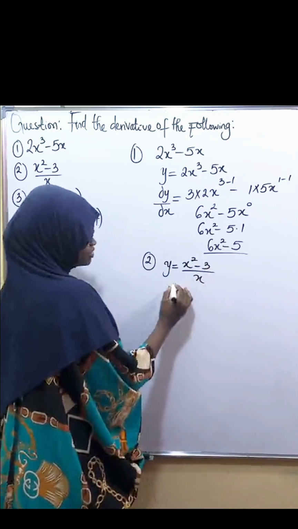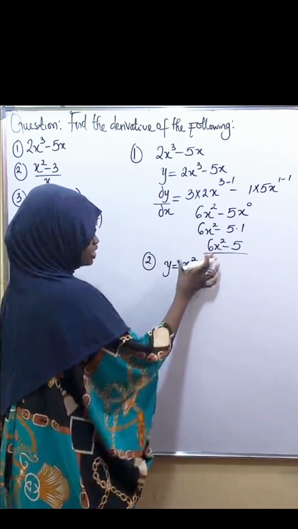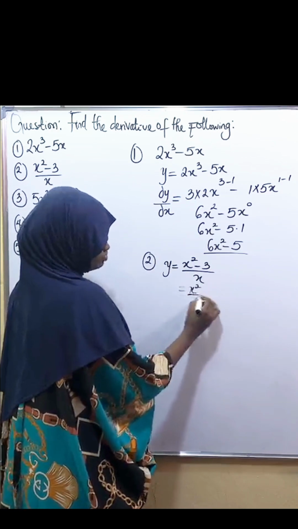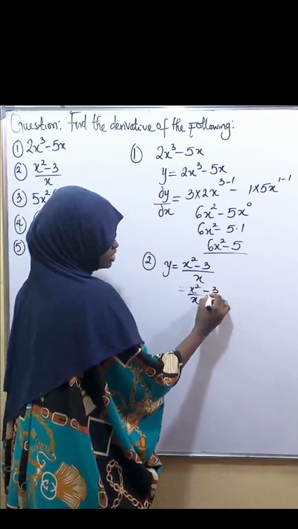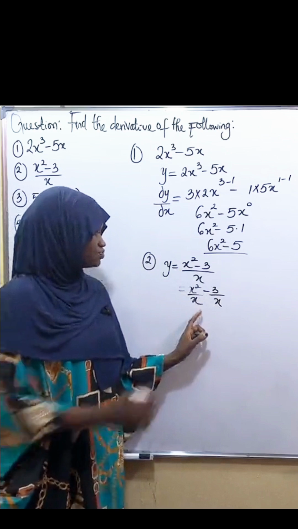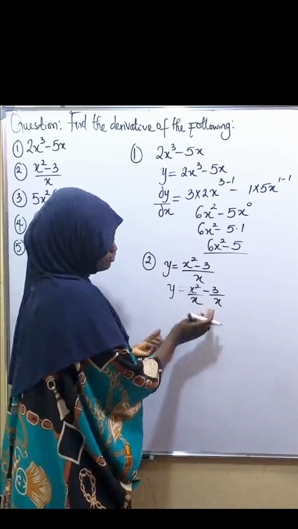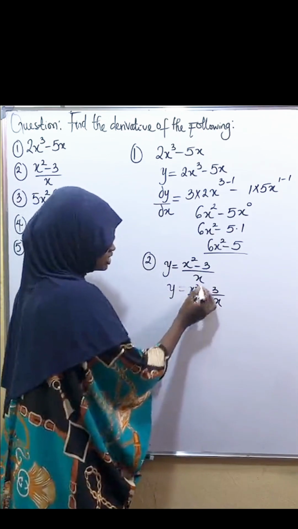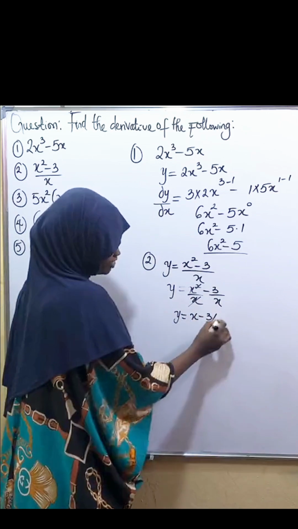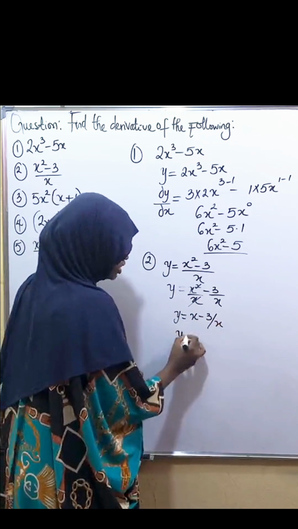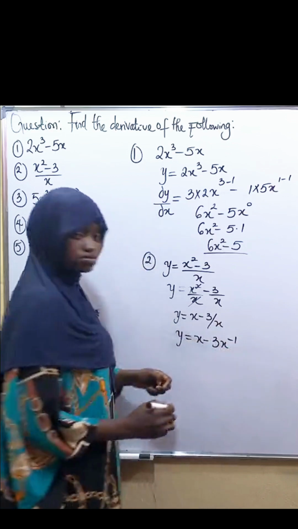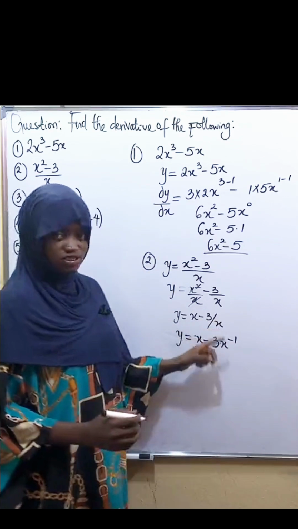So looking at this mathematically, we can simplify this, which is the same thing as saying x squared divided by x minus 3 divided by x. This is the same as this. Okay, so from here we can see that x cancels x, so we have y is equal to x minus 3 over x. The same as saying y is equal to x minus 3x raised to the power of minus 1. Okay, we won't take the inverse of this.